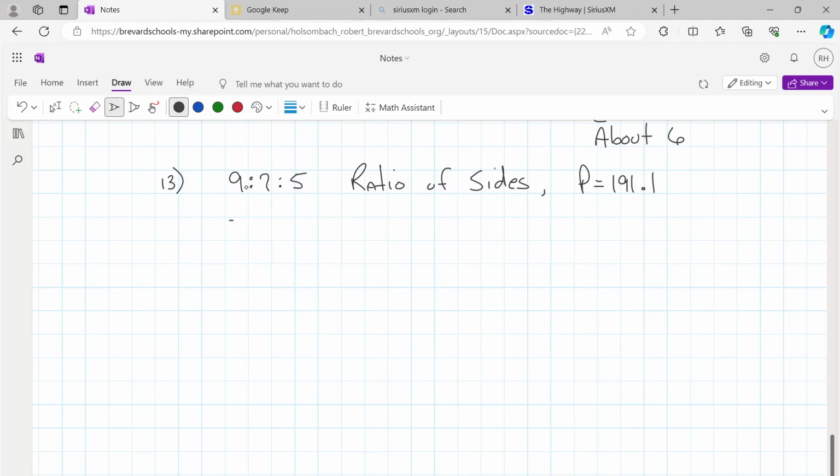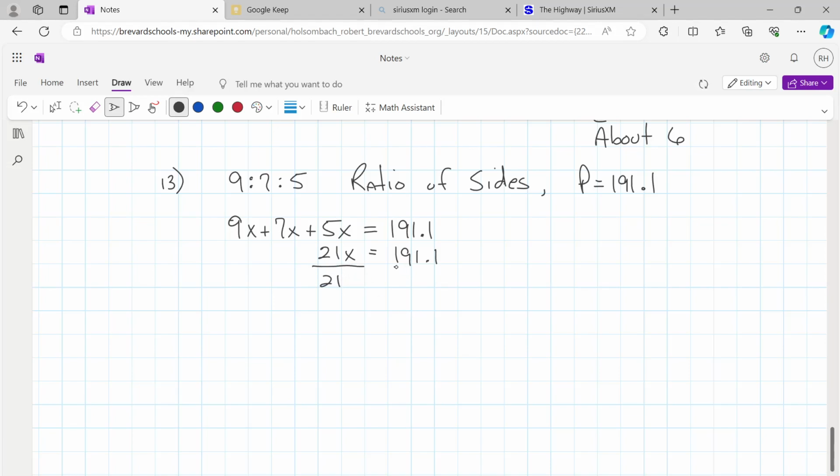So what we're going to do is take this extended ratio, I'm not going to draw the triangle for this problem, and go 9x plus 7x plus 5x and set it equal to the perimeter, because we're dealing with sides. The perimeter is 191.1. And then we're going to combine like terms. 9 and 7 is 16, plus 5 more is 21x is equal to 191.1.